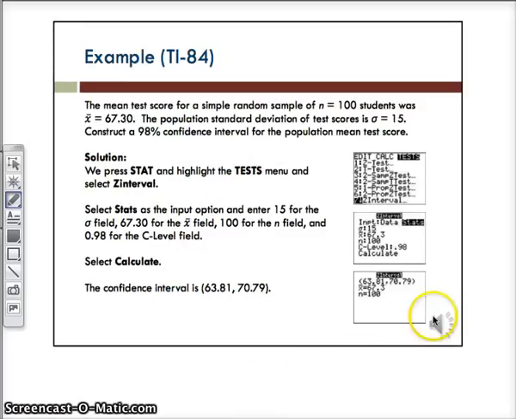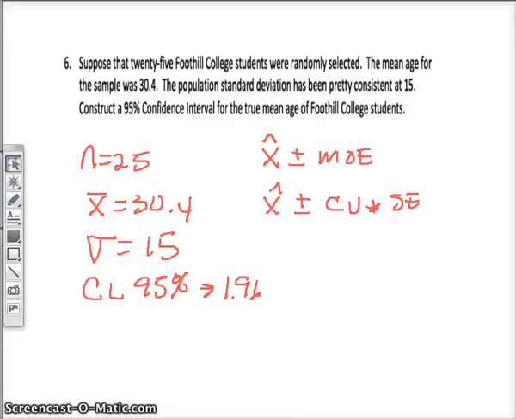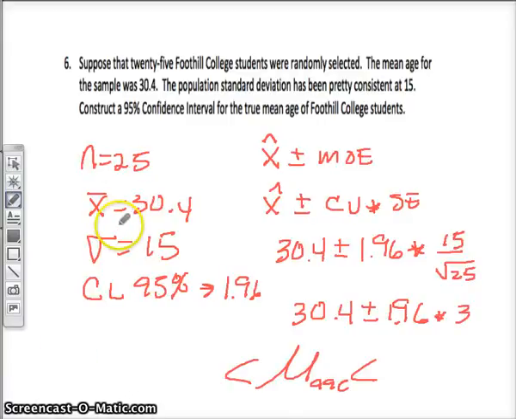When you're using your calculator, please be sure that you're looking for a z interval, okay? And then your answer will be displayed properly. Let's look at that problem again. We had 25 students. The mean was 30.4. Population standard deviation, construct a 95% confidence interval. Okay, notice I'm getting the facts out of the problem. Okay, so n, my estimate, sigma, confidence level, critical value.